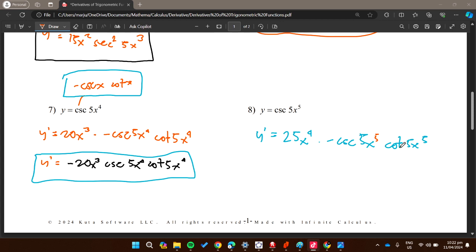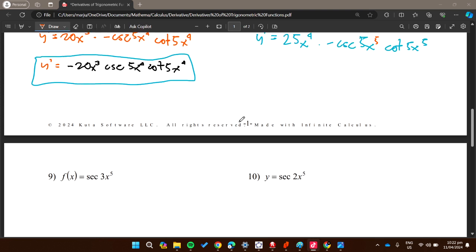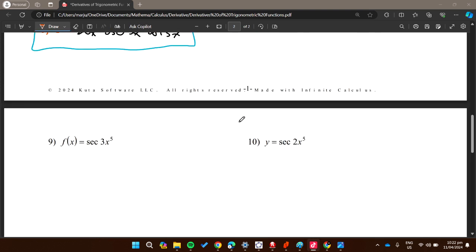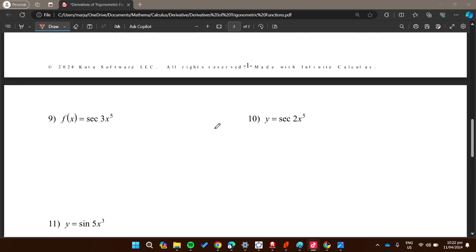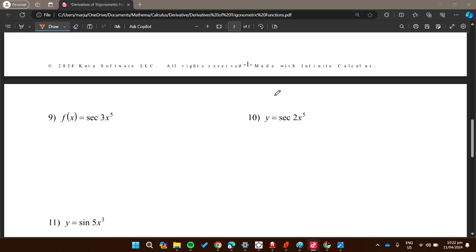Alright? Sige, so again, number 9. Let's do number 9. So, we have now the function secant 3x to the 5th power. So, again, what is the derivative of secant? Yung secant, derivative na is just what? This is just secant of x times tangent of x. Alright? So, that will be our derivative for secant.